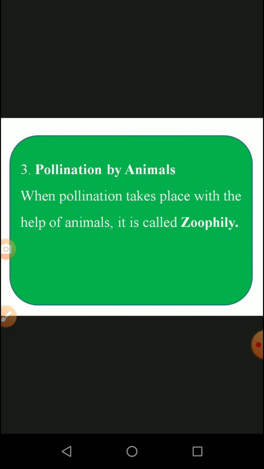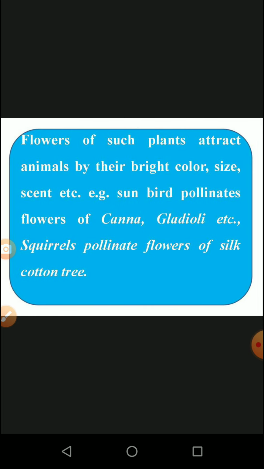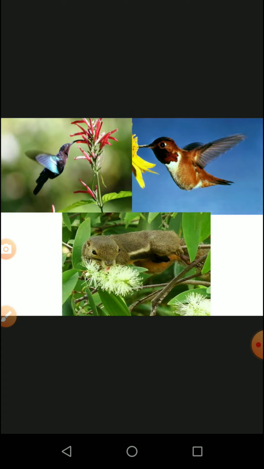And the next one, pollination by animals. We know very well that pollination with the help of animals is called zoophily. The flowers attract animals by bright color, size and scent. For example, the sunbird pollinates flowers such as canna. Squirrels also pollinate the flowers of silk cotton trees, playing a vital role in the pollination process. So this is the diagrammatic representation of birds and squirrels transferring the pollen grains.